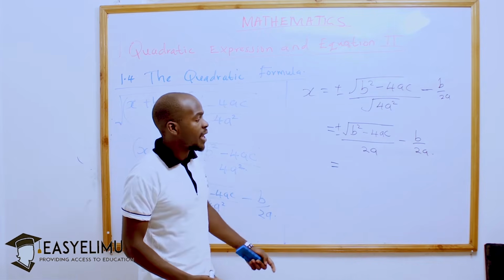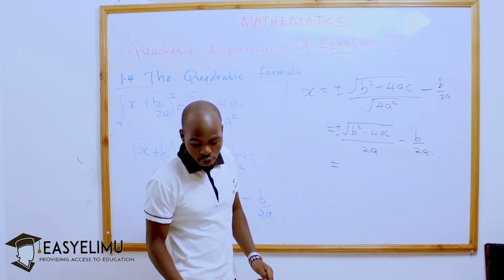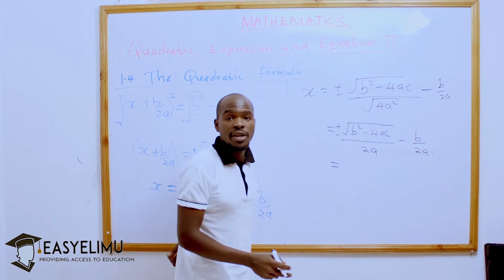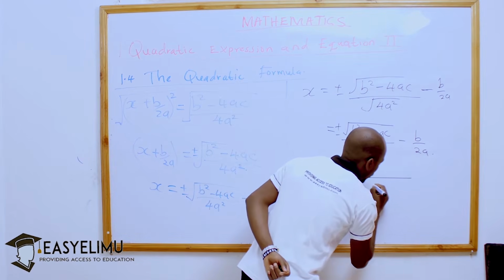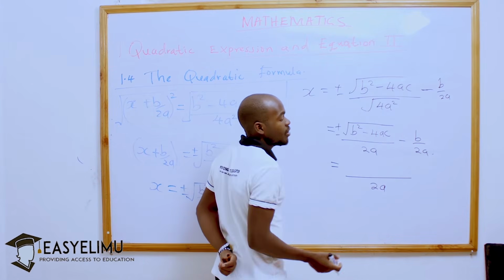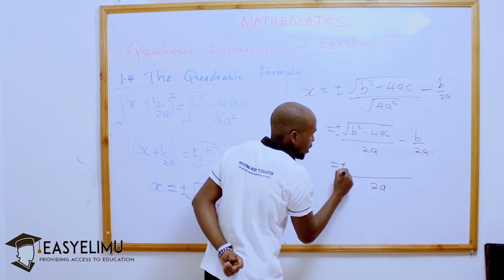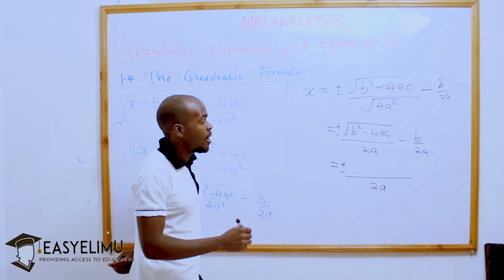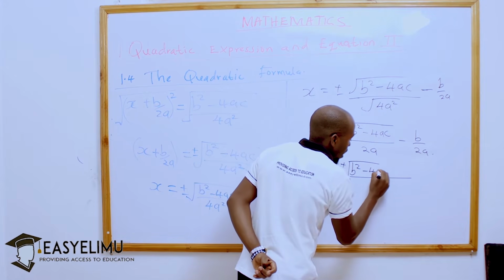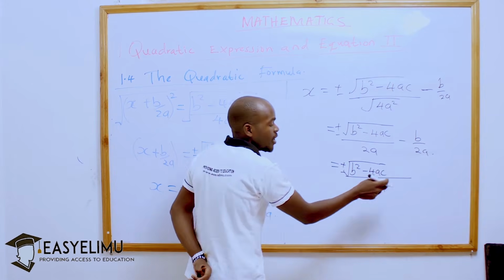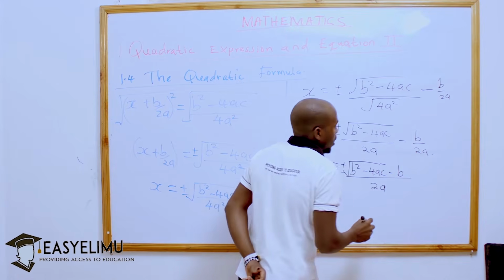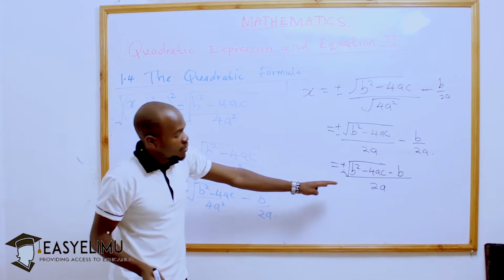Now, we need to make the denominators equal. We have 2a and 2a, so the LCM is 2a. So we shall have 2a on the denominator. And if we do that, you will find this one goes there once. If you multiply with the upper part, you will find it is either positive or minus the square root of b squared minus 4ac. But the other one also goes once, so it will give you minus b. And if you do that way, we are going to get what we have there.